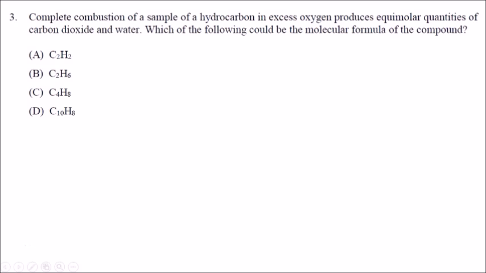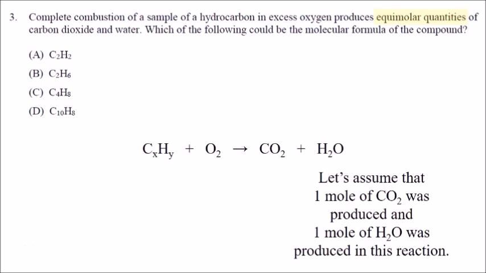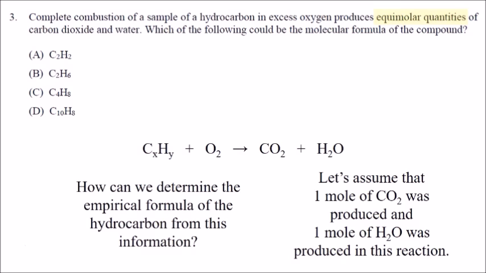In number 3, it says complete combustion of a sample of a hydrocarbon in excess oxygen produces equimolar quantities of carbon dioxide and water. And we're trying to figure out the molecular formula of this compound. So the balanced equation we can't really do since we don't know the formula of the hydrocarbon. So what does equimolar quantities mean? That just means we have the same number of moles of carbon dioxide as we have water. So let's assume that 1 mole of carbon dioxide was produced and 1 mole of water was produced in this reaction. Now, how can we determine the empirical formula of the hydrocarbon from this information?